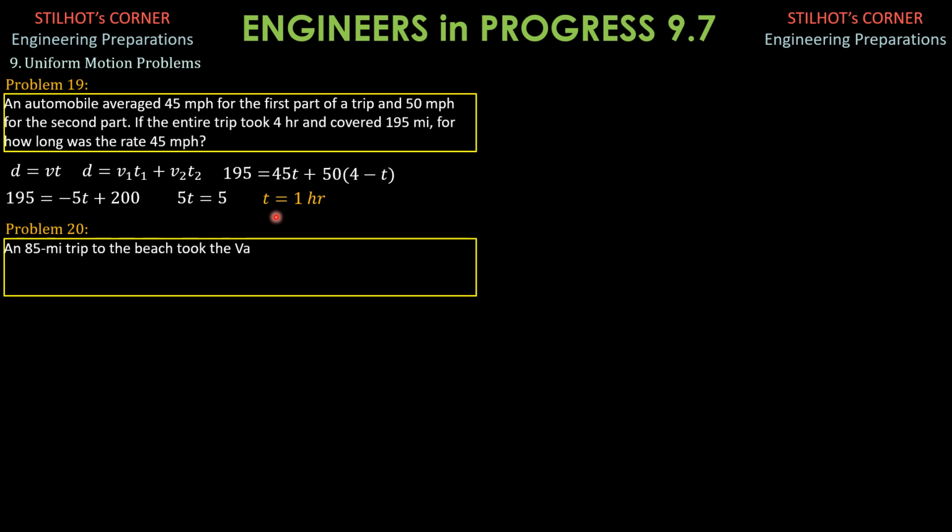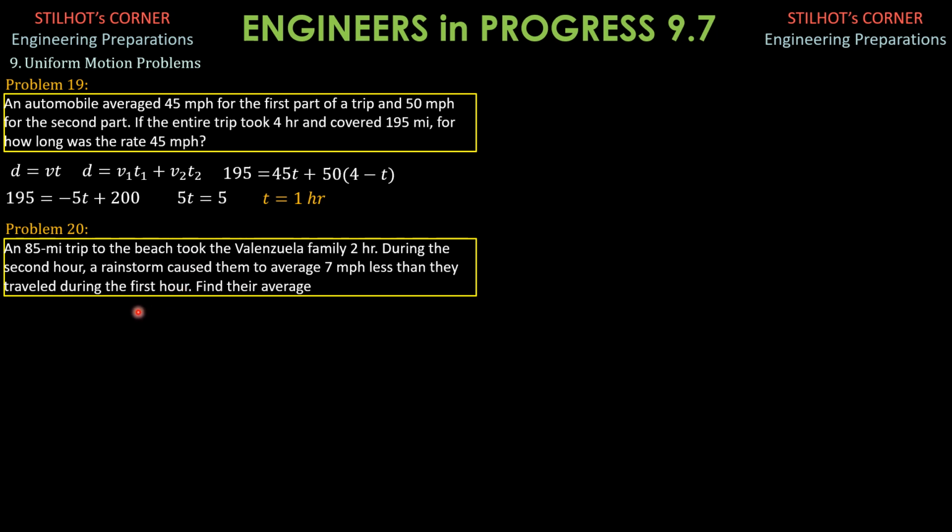An 85-mile trip to the beach took the Valenzuela family 2 hours. During the second hour, a rainstorm caused them to average 7 miles per hour less than they traveled during the first hour. Find their average rate for the first hour. We will call that V. So same problem, same principle as above. Distance equals V times time. So it is equal to 85 miles distance, and it is average speed or average rate for the first hour, which is V times 1.